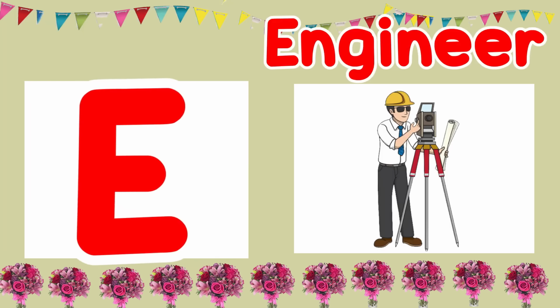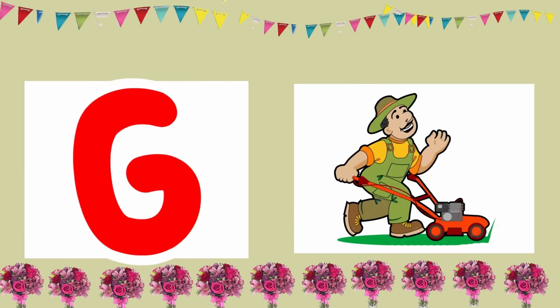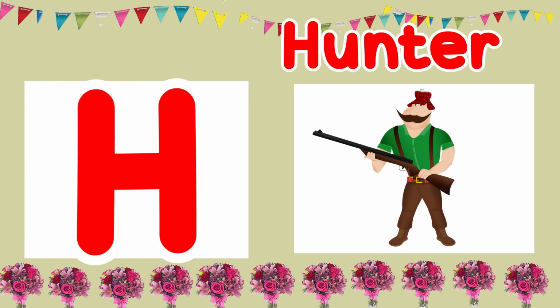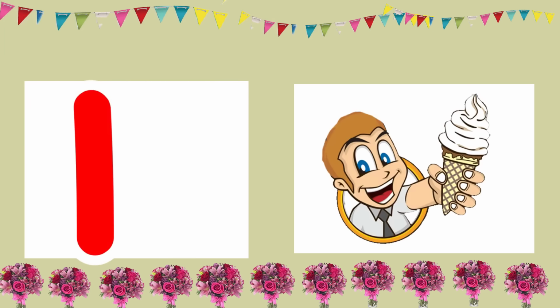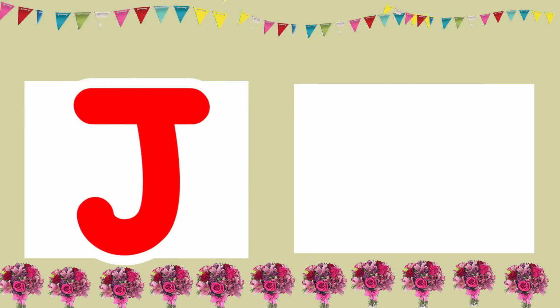E is for engineer. Engineer. F is for farmer. F, f, farmer. G is for gardener. G, g, gardener. H is for hunter. H, h, hunter. I is for ice cream man. I, ice cream man. J is for joker.